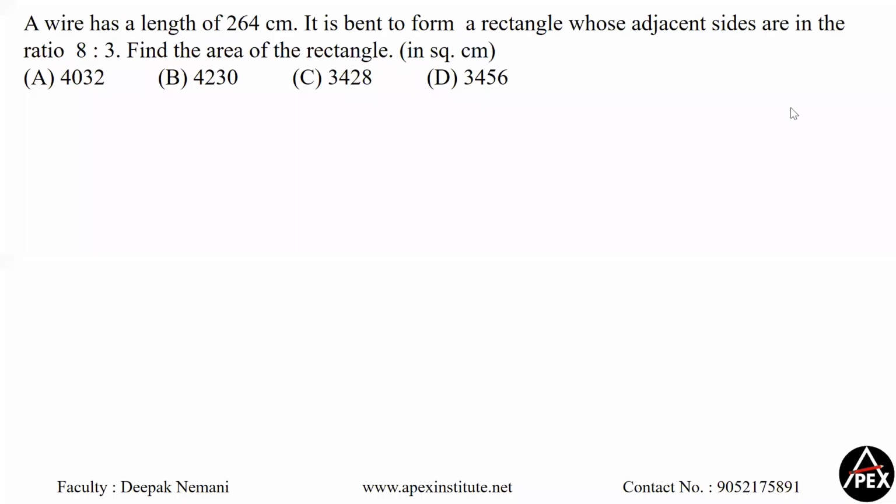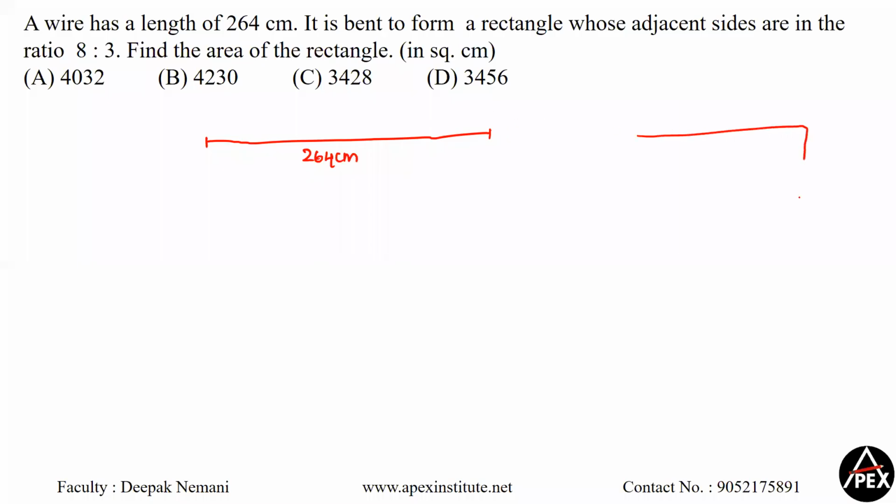Okay, option D. So the majority of the responses are option D. Now let's see. First we need to understand the question. So you have a wire. This length is 264 centimeters and it is bent to form a rectangle.